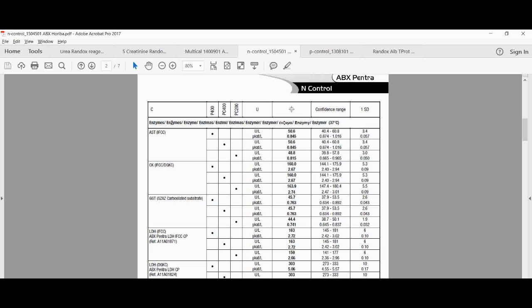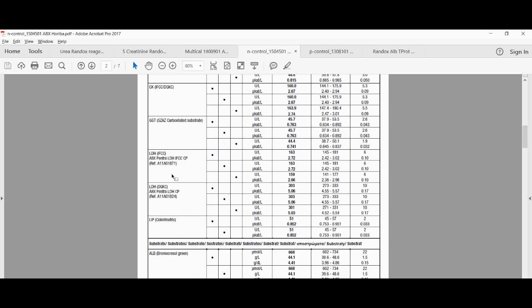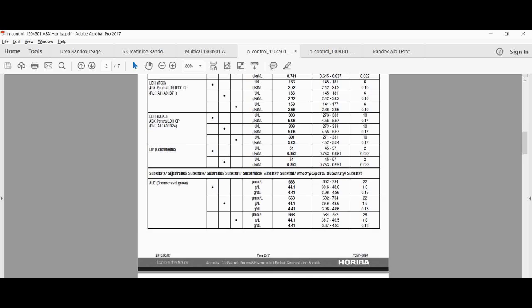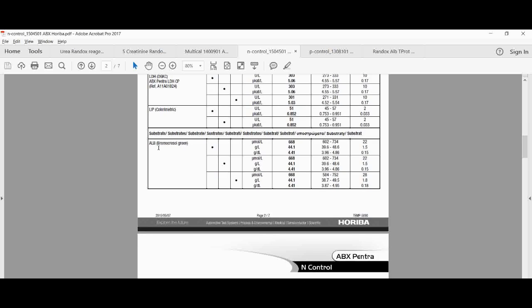So therefore the manufacturers have used one sample and determined the range of each analyte in that one control sample. So you will have all these tests in that control sample. And here are the control values for albumin. So we're going to use this one, the P400, which is the Pentra 400 analyzer, and the range is 39.6 to 48.6. Okay, and that is the mean.